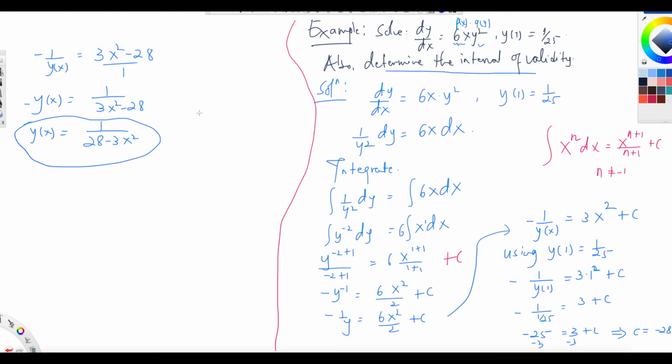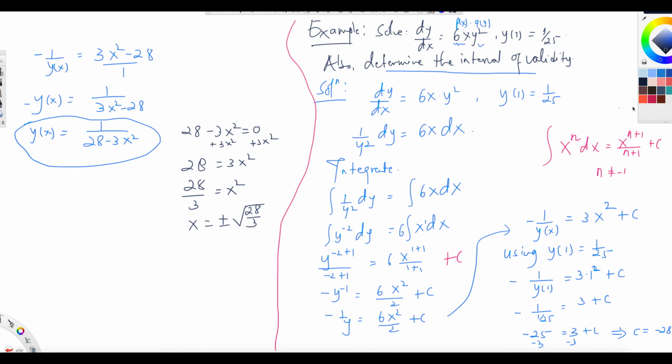That means if 28 minus 3x squared equals 0, the solution will not be defined, right? How do I solve for x? Add 3x squared. What do we get? 28 equals 3x squared. Divide by 3: 28 over 3 equals x squared, right? So x will be plus or minus the square root of 28 over 3. At these 2 points the solution is not defined, but it is defined everywhere except these 2 points.